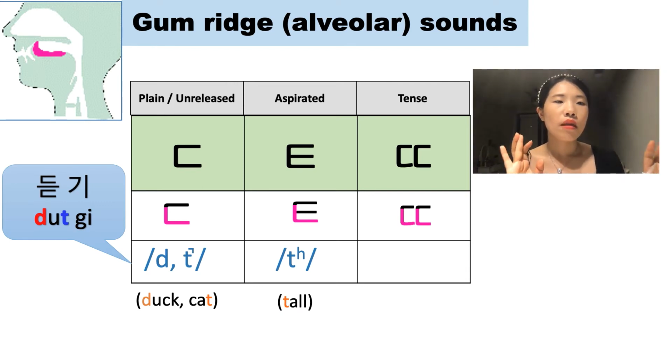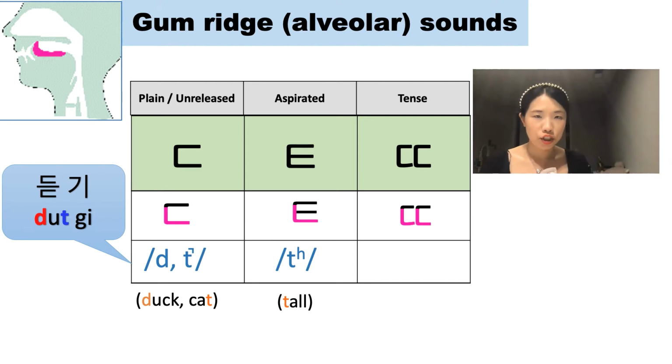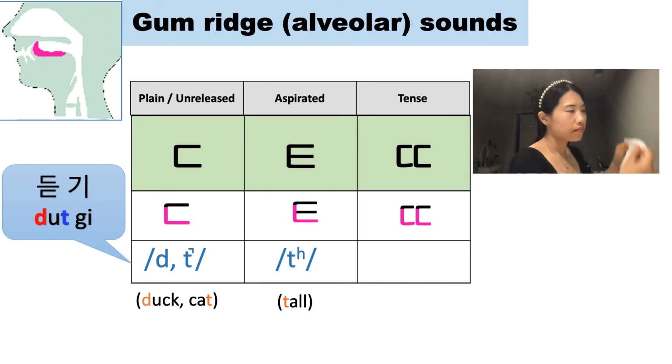Let me give you another demonstration using the tissue. 다, 타. Then what about the tense sound? 따.